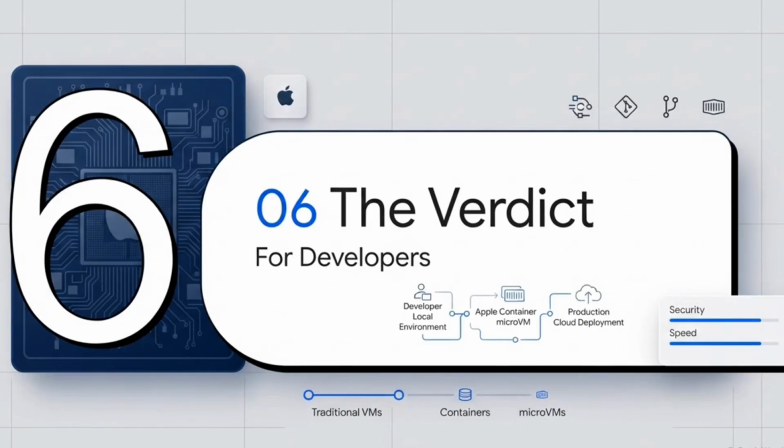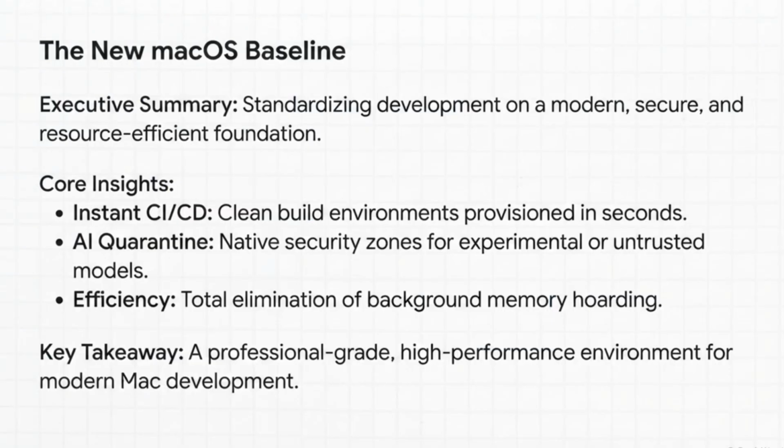Which brings us to the ultimate verdict for developers, and exactly where this technology fits into the modern engineering stack. Apple Container establishes a strict new baseline for macOS execution. It's the ultimate tool for infrastructure teams demanding clean CI/CD build contexts in seconds. It provides the perfect quarantine zone for security-conscious engineers testing experimental AI code, and it completely eliminates the background memory hoarding that has plagued developers for years. It fundamentally changes the risk model of local development.